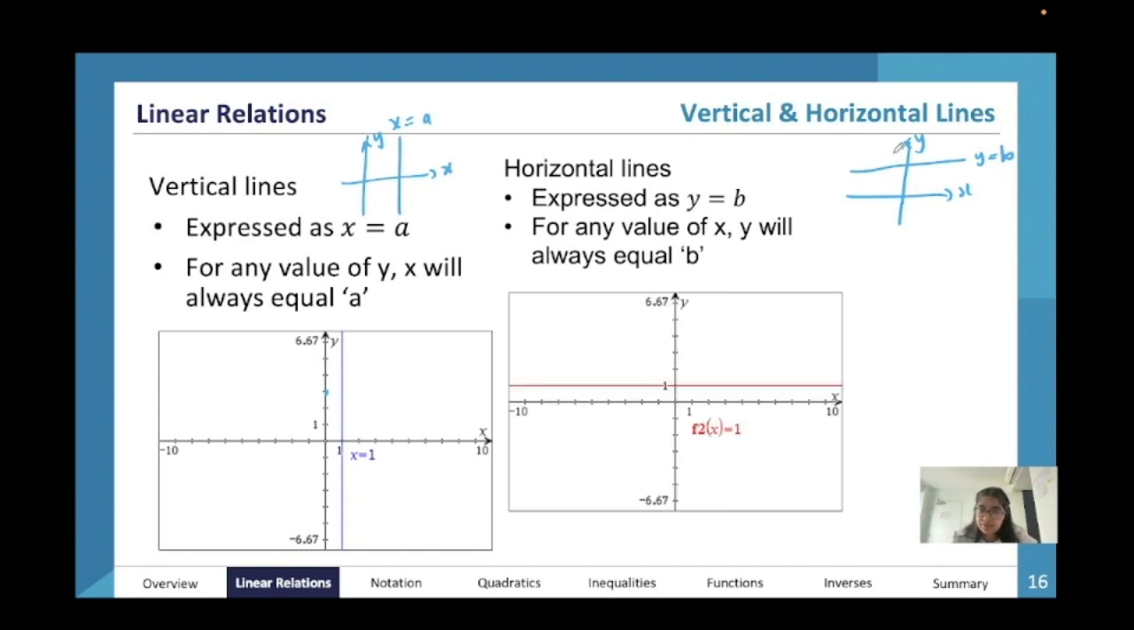So here's an example. So let's say y is equal to b. Here, if x was 10, y is still equal to b. If x was negative 10, y is still equal to 1. So here we've got y equals 1, and here we've got x equals 1. So hopefully that makes sense so far.